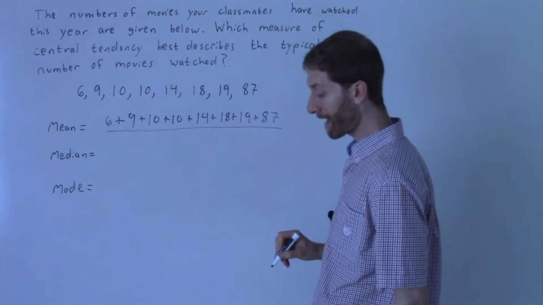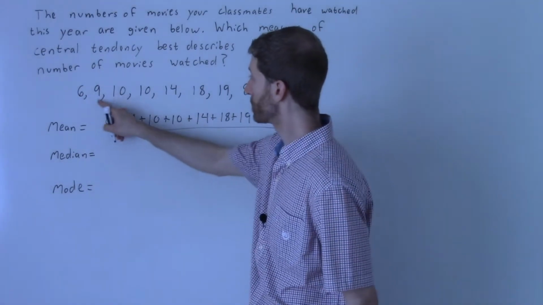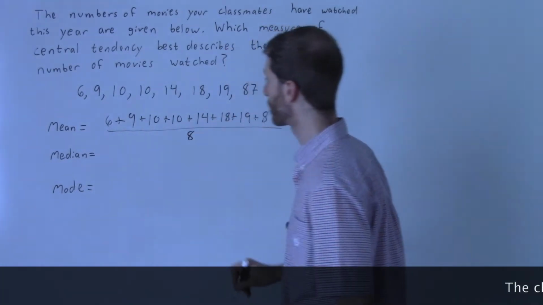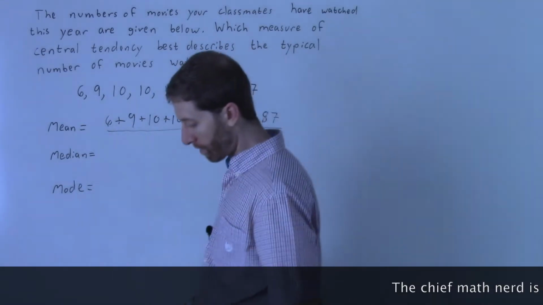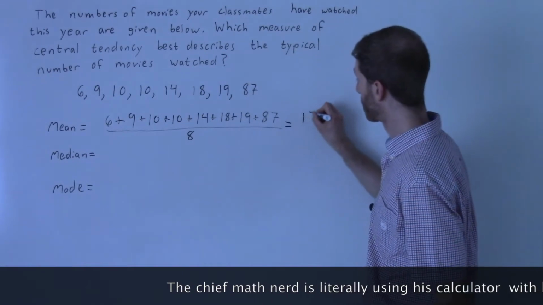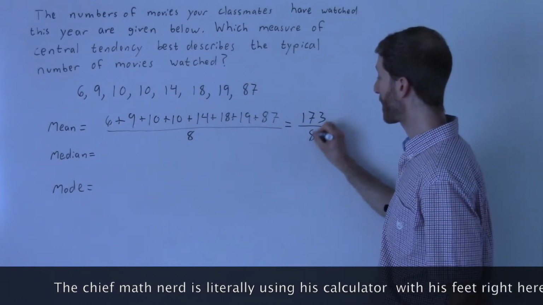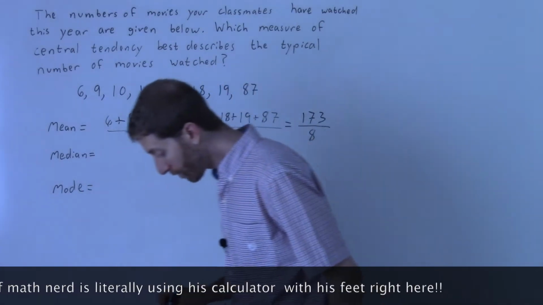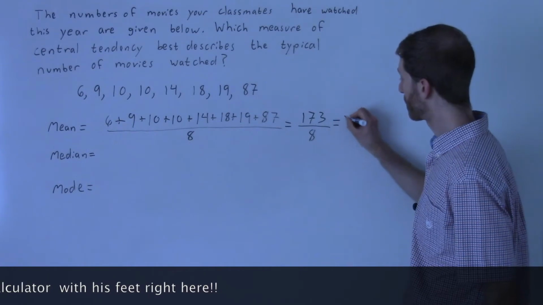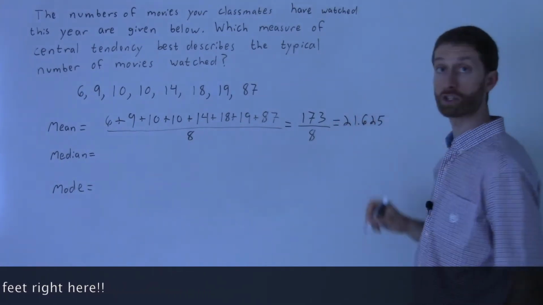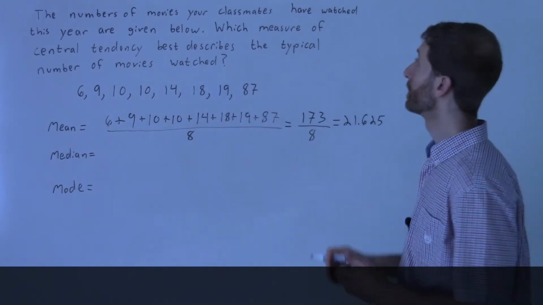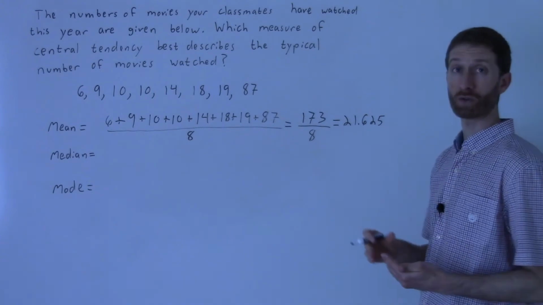And that is all divided by, let's see, well, how many numbers? 1, 2, 3, 4, 5, 6, 7, 8 numbers. So that's divided by 8 numbers right there. So with all of those numbers, we're going to get 173. Wow. 173 total movies watched and divided by 8. When we divide all those out, I believe we get an answer of 21.625. So in terms of units, you're saying we've watched 21.625 movies per student.